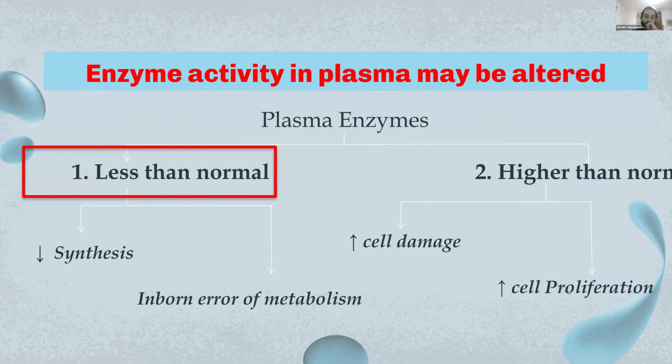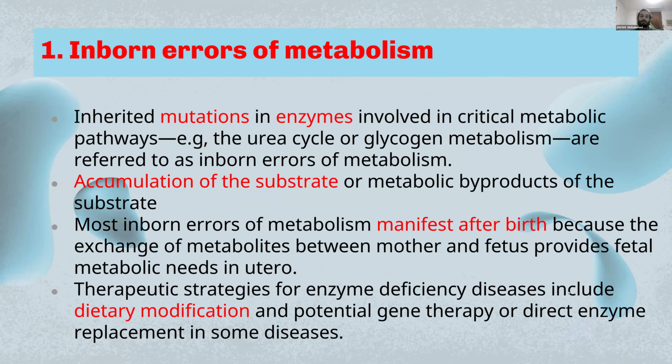Now we'll focus on this one, inborn error of metabolism. As I said, it's an inherited mutation in the enzyme's genetic material. We don't have the enzyme. So what will happen? The substrate is here. The enzyme converts the substrate into the product. Now, if you don't have the enzyme, then the substrate will accumulate. And there are different diseases. You will get into them during the next lecture. This is not the focus of this lecture.